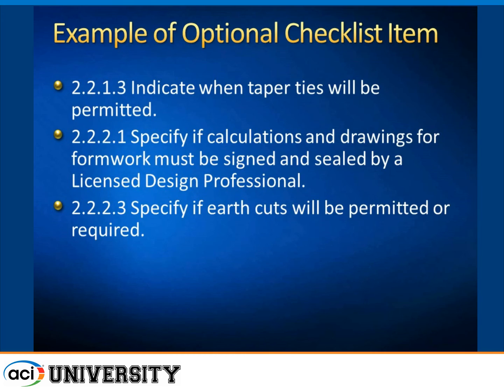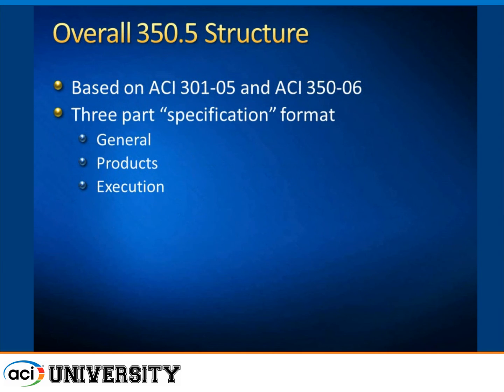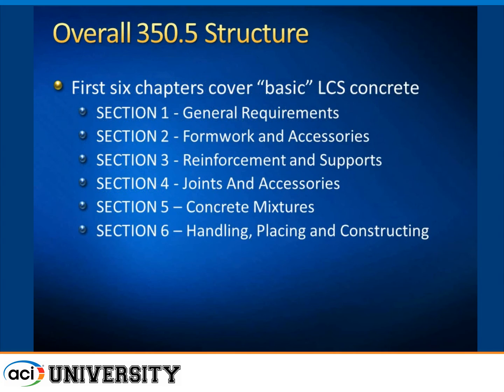And to be honest with you, a spec doesn't have a commentary. So we actually sometimes use that checklist as a flag, as a way to put some text in to help explain to the engineer what we're trying to get to in a particular section. We use the 3-part format, which is typical of 301, a CSI format of general, products, execution. And this is the first 6 chapters of 350.5.